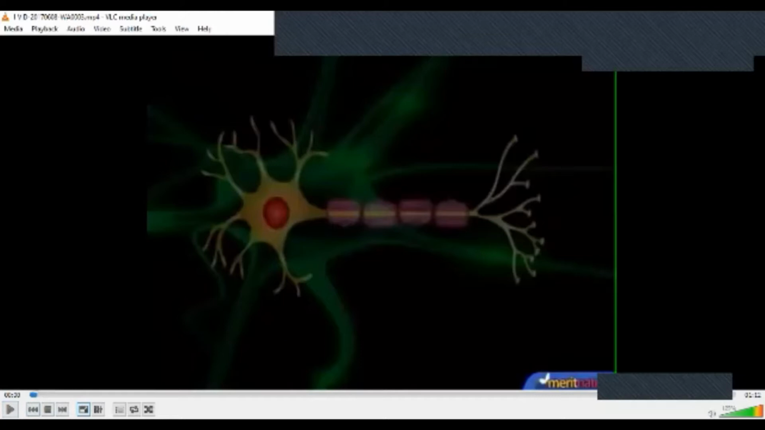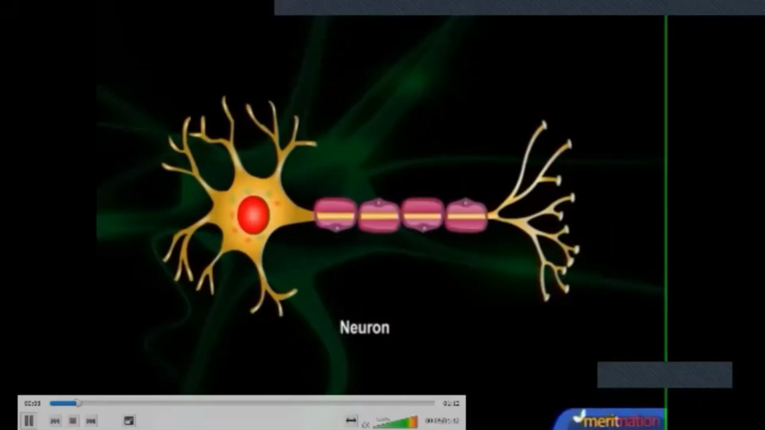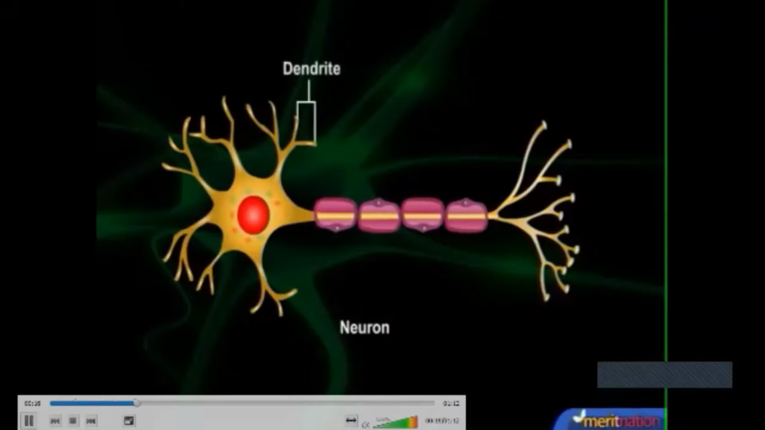Take a look at this figure. It represents the structure of a neuron. And what is a neuron? Neuron is the structural and functional unit of the nervous system. Now, neuron has three main parts, which are dendrite, cell body, and axon. Let me tell you about them.